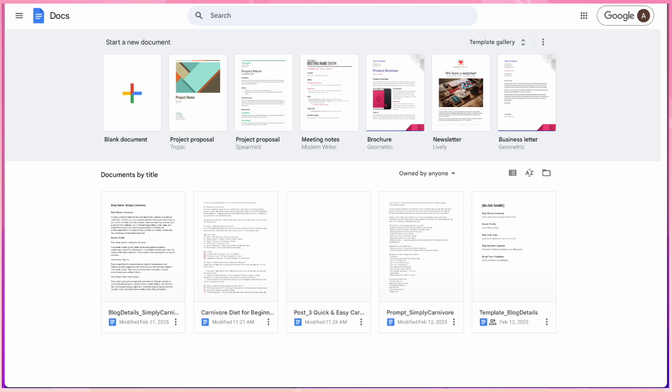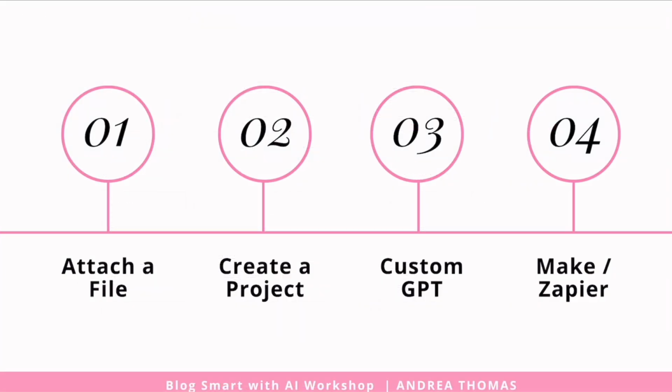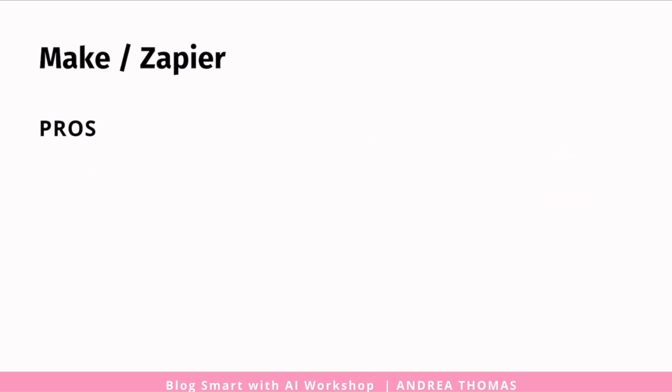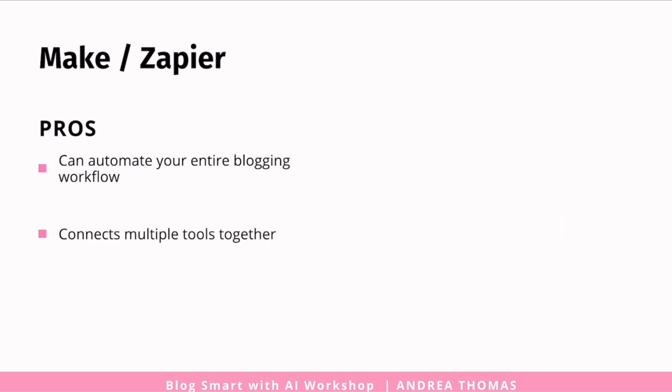I will tell you that it did take me a little while to get it working exactly the way I wanted and everything formatting the way I wanted. So it does take some time and patience. It's not that difficult that it's not something you can do. The pros of doing it this way is that it can automate your entire blogging workflow, and it gives you the ability to connect multiple tools together. You can trigger actions automatically based on schedules or events, however you set it up.